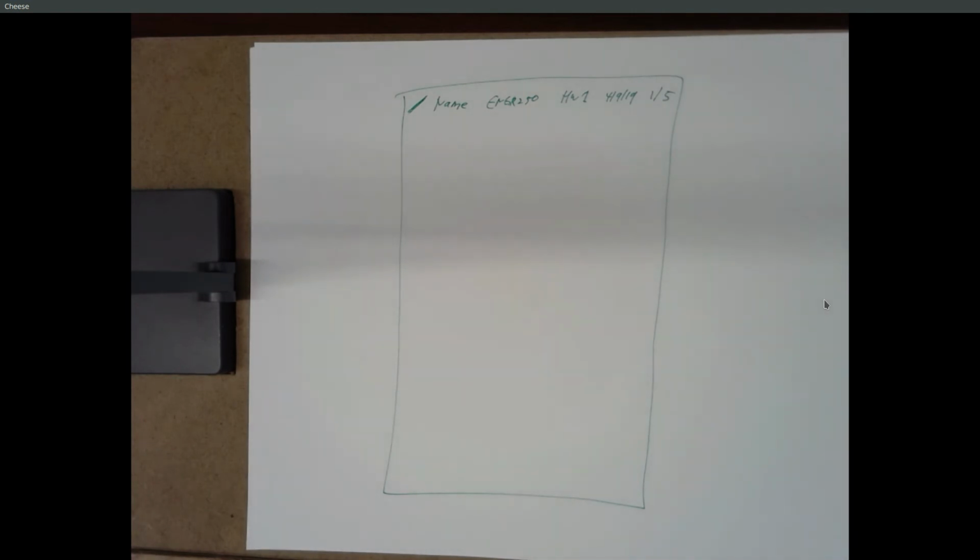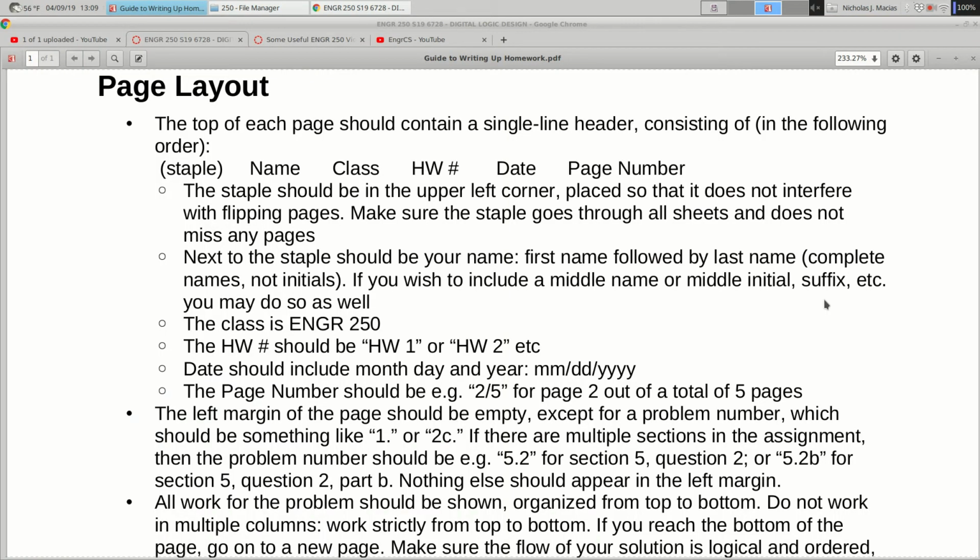Yes, all going across the top of the page. And put that on every page in case they become unstapled. If you want to put in a middle initial or something like that, I'm okay with that. But just make sure it's first name, last name, especially until I get to know you.